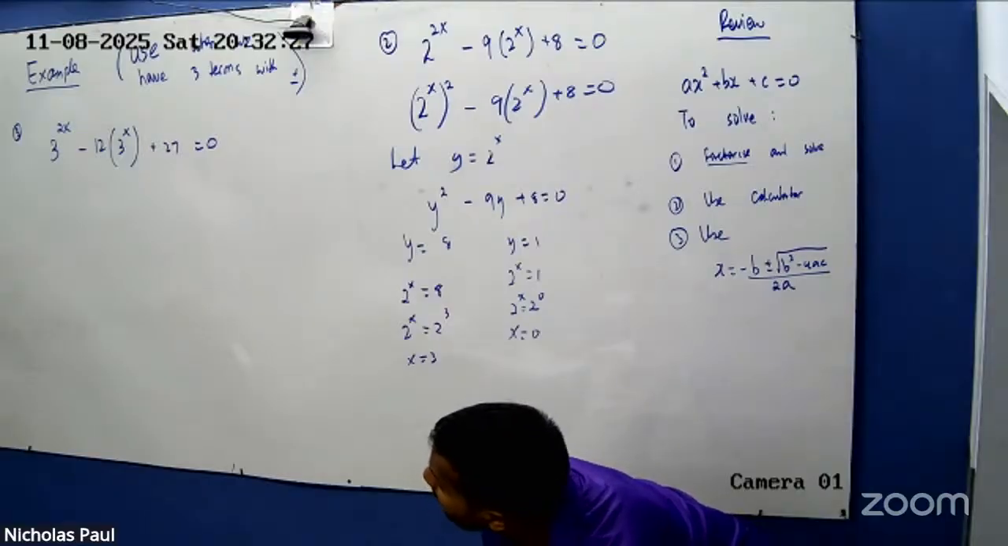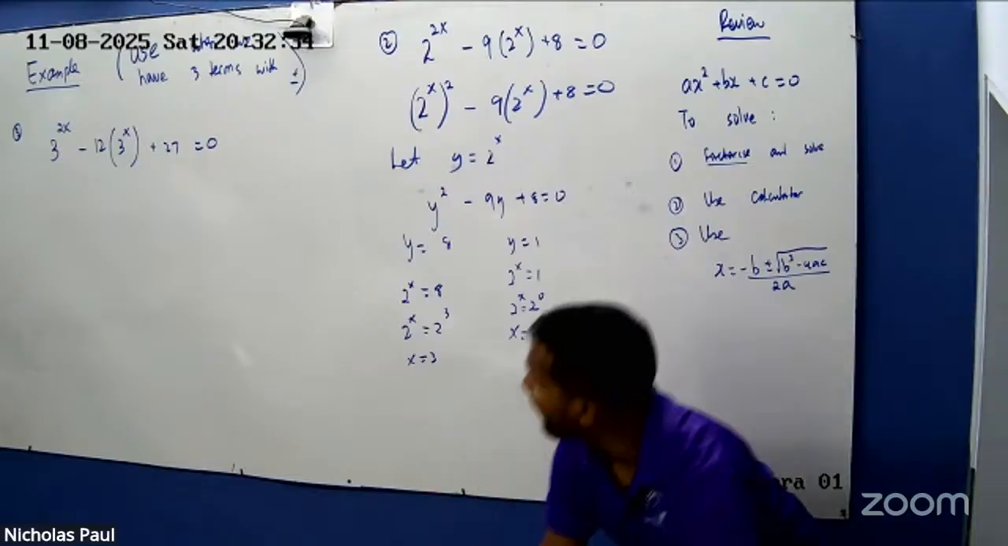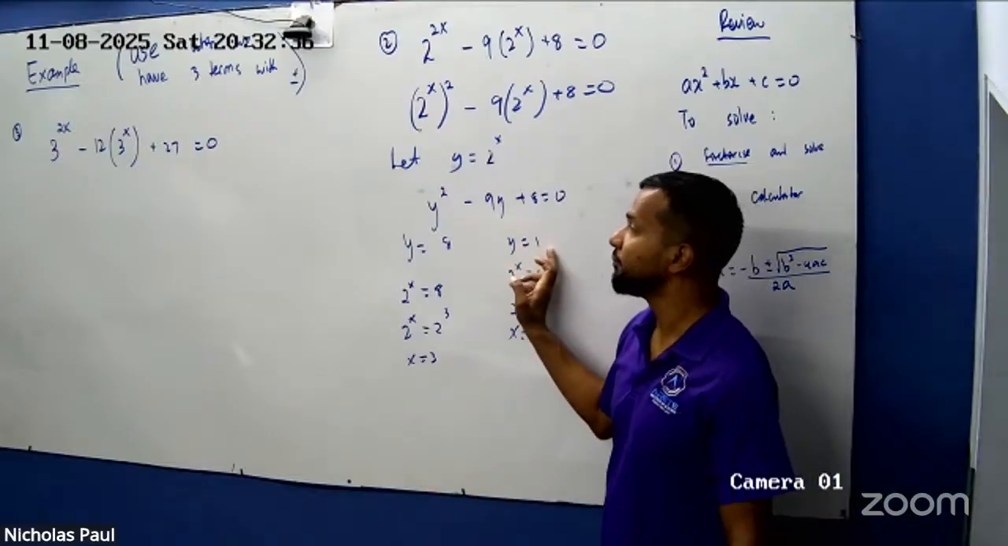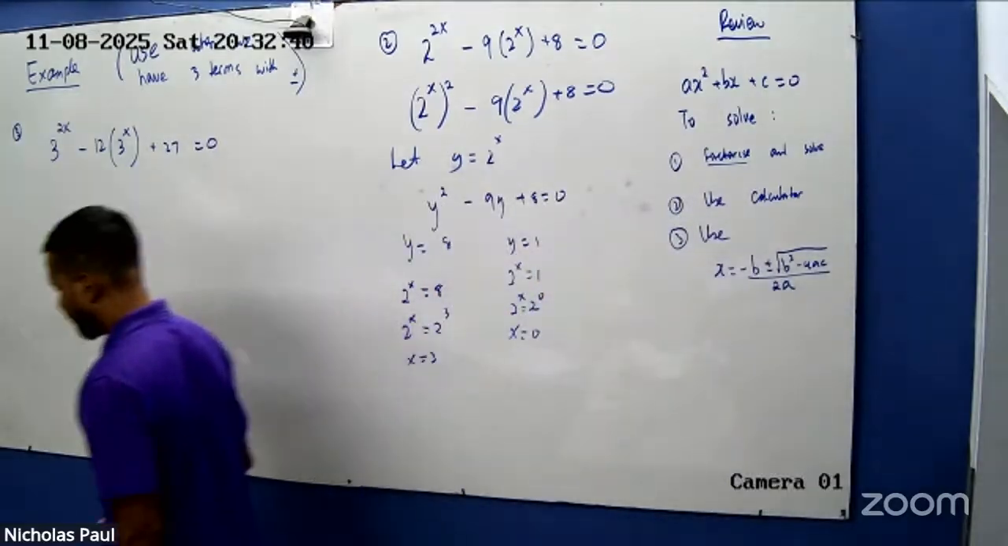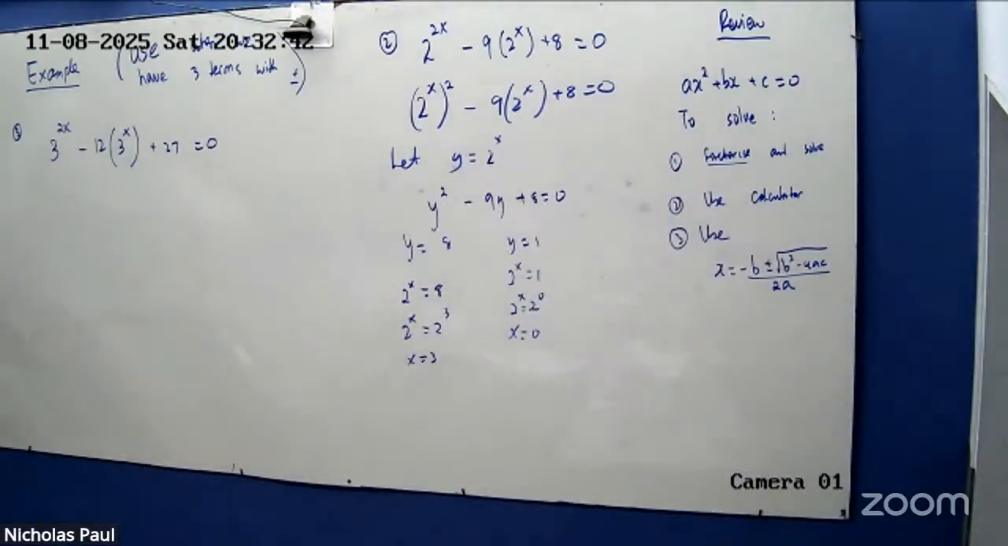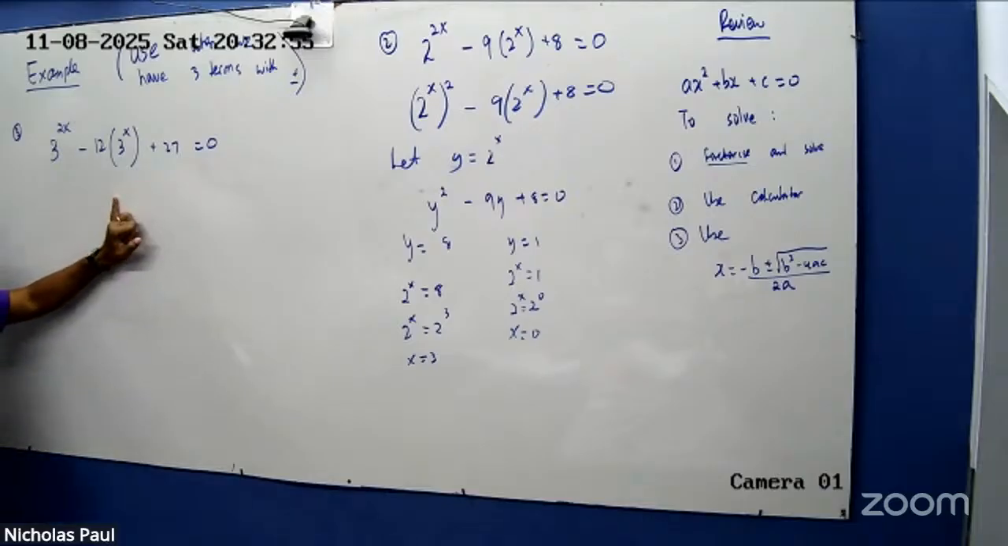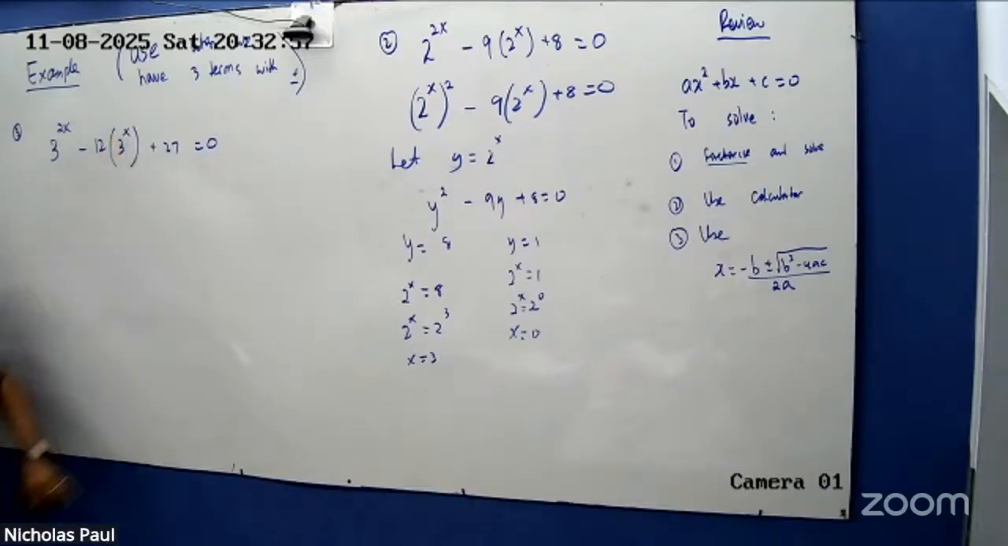All right, online, go ahead and send your answers, please. Everybody online, right? Send your values for x, not for y. Send your final answers for x. By looking at this, what would the substitution be? 3 to the power of x.